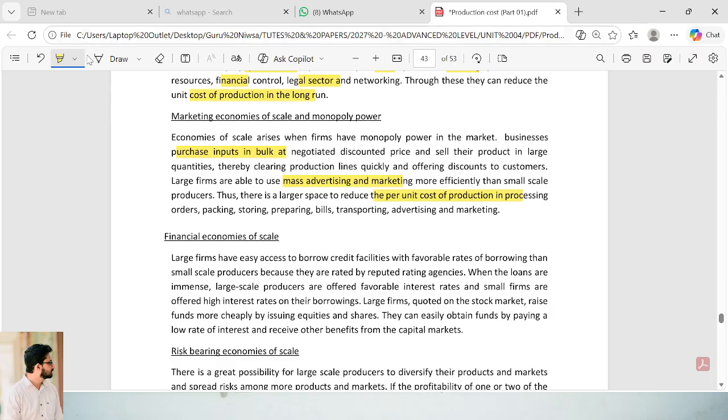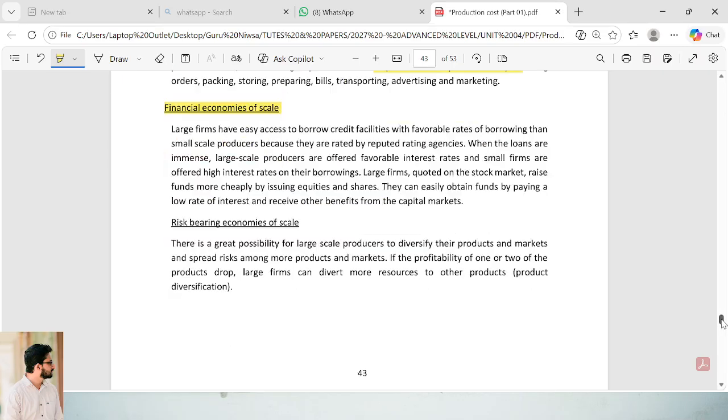Yes? Any doubt? Clear? Clear, sir. Okay, right. No issue, right? Yes, sir. Okay, so then you can read these points as homework.